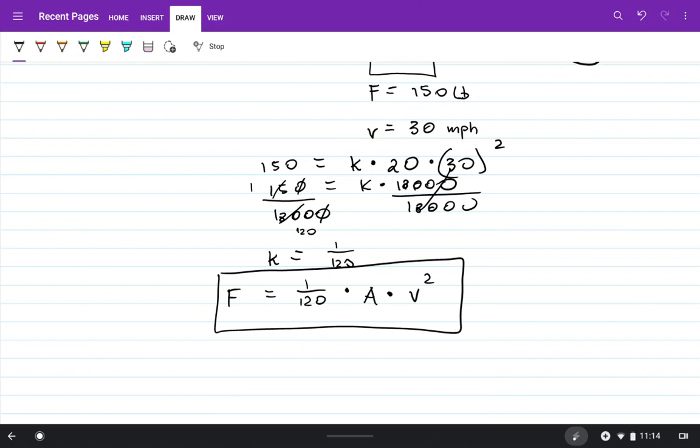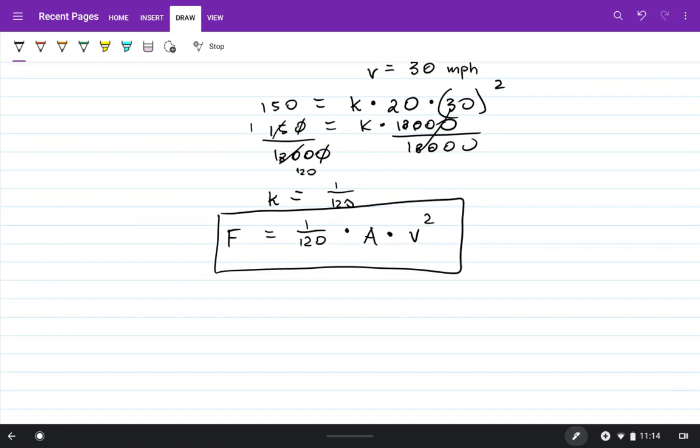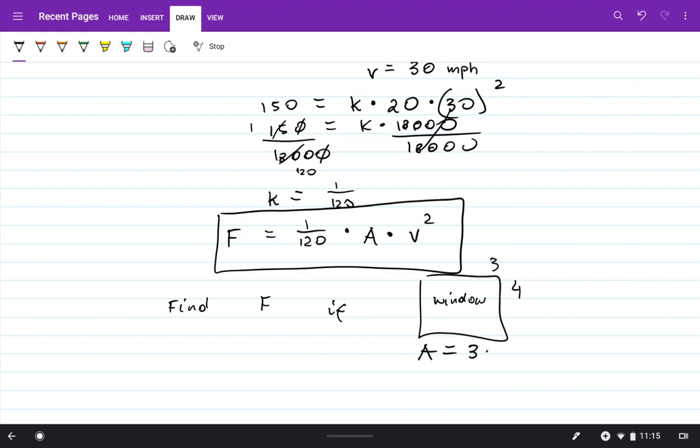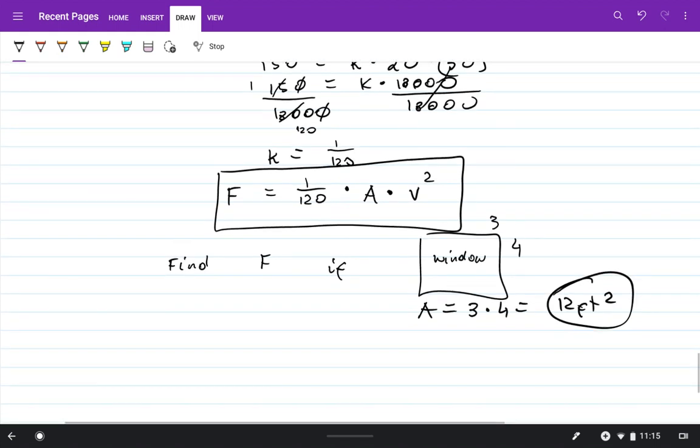Okay, so we need to find F. Again, the area of the window, that was 3 by 4, so that was the window. The area is equal to 12 square feet. Okay, so the area was given and the speed of the wind was also given, which was 50.